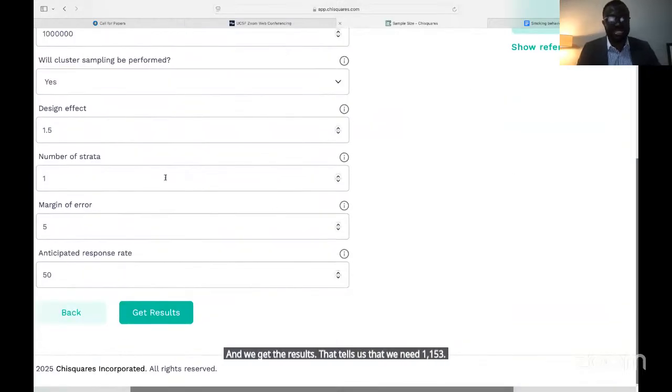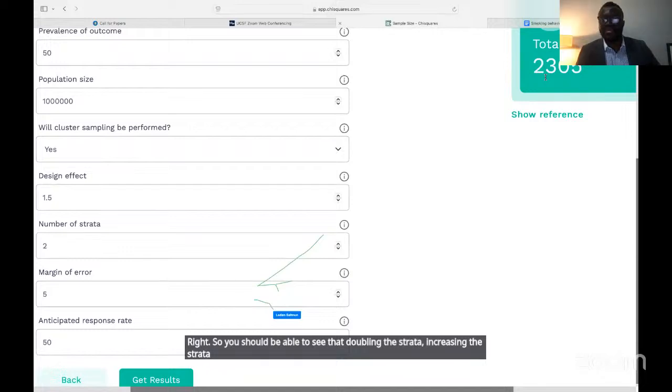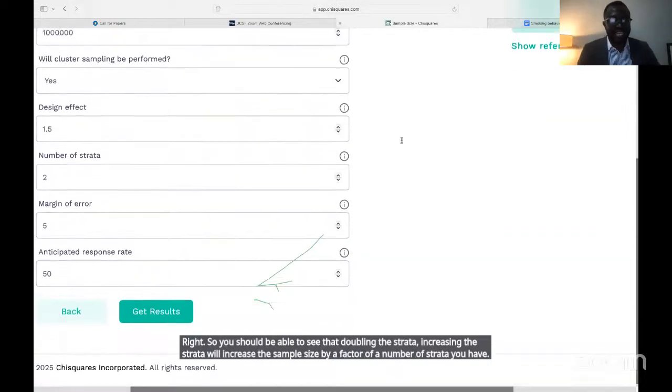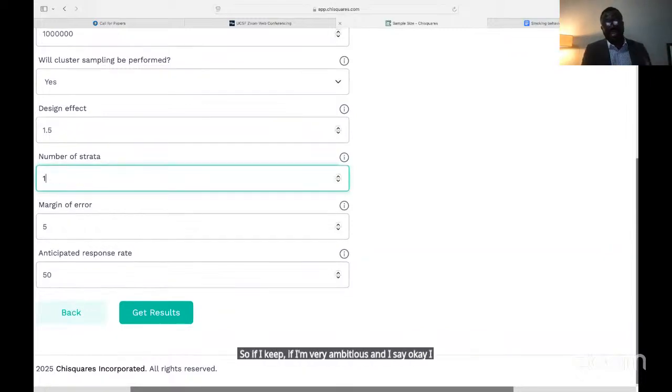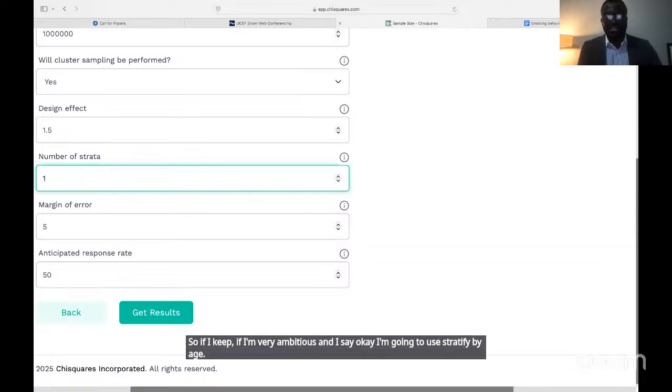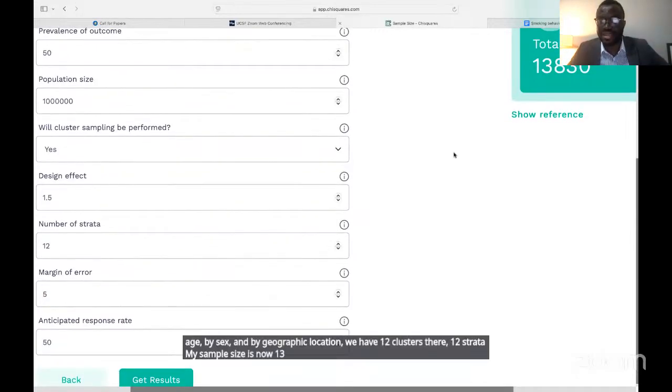So you should be able to see that doubling the strata, or increasing the strata, will increase the sample size by a factor of the number of strata you have. So if I'm very ambitious and I say, okay, I'm going to stratify by age, by sex, and by geographic location, so we have 12 strata there, my sample size is now 13,830 people. That's a lot of people.